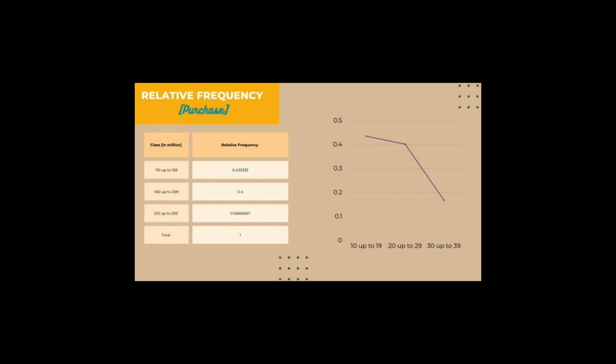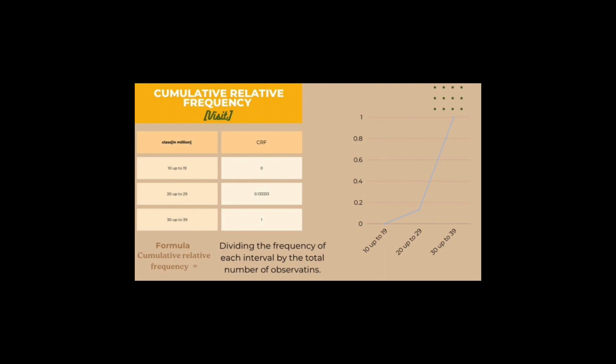When we look at the class 110 up to 159 we have 0.43333, and when 160 up to 209 we have 0.4. And when we look at 210 up to 259 we have 0.16667. So now we go to cumulative relative frequency, number of visits.